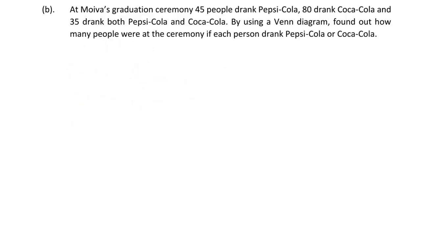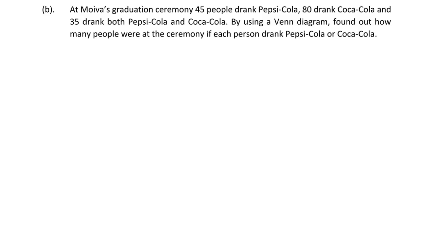Part B of the question, at Moiva's graduation ceremony, 45 people drank Pepsi Cola. 80 drank Coca-Cola and 35 drank both Pepsi Cola and Coca-Cola. By using a Venn diagram, we are supposed to find out how many people were at the ceremony if each person drank Pepsi Cola or Coca-Cola.